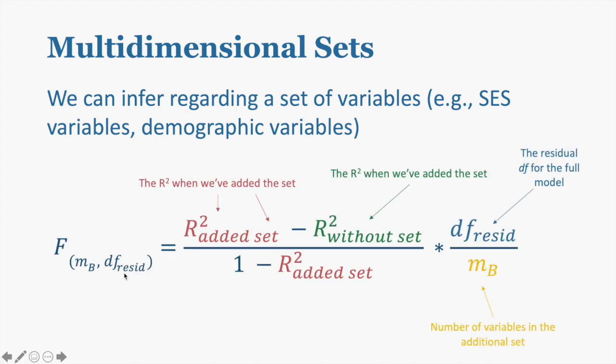We're actually going to do that by comparing R-squared values. So R-squared when the set is in there, so the set of SES variables, minus the R-squared of the model when you don't have that set in there. And then you multiply that by a few other parameters from the model itself. And this actually gives you an F statistic, just like ANOVA, and then you get a p-value from that. So we actually can test if multiple things explain the outcome.